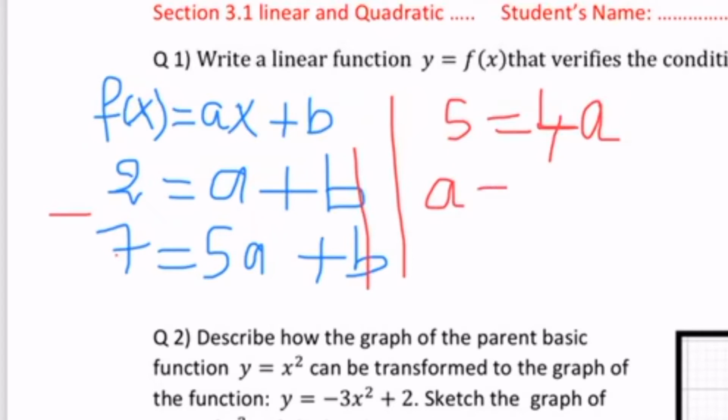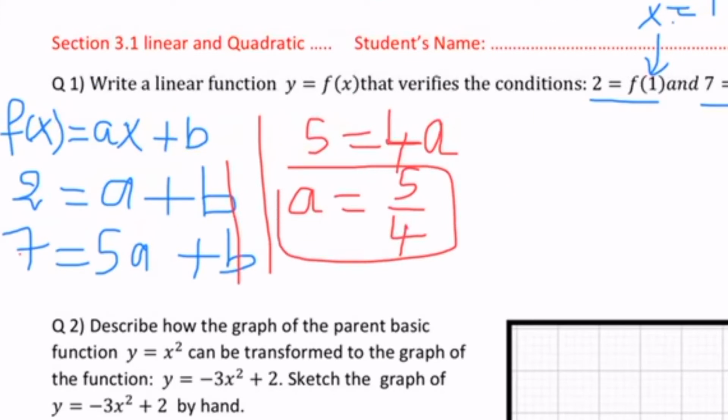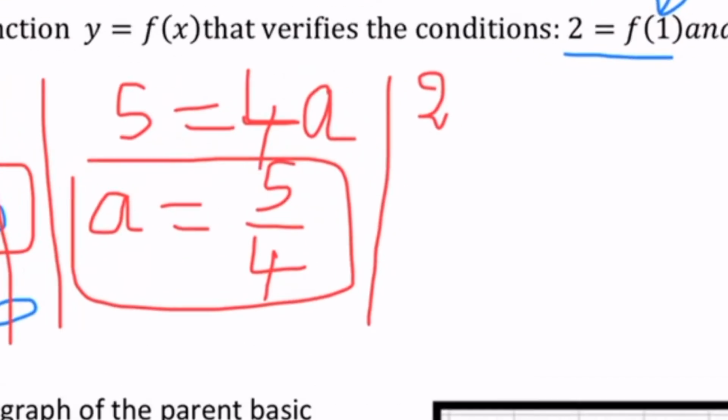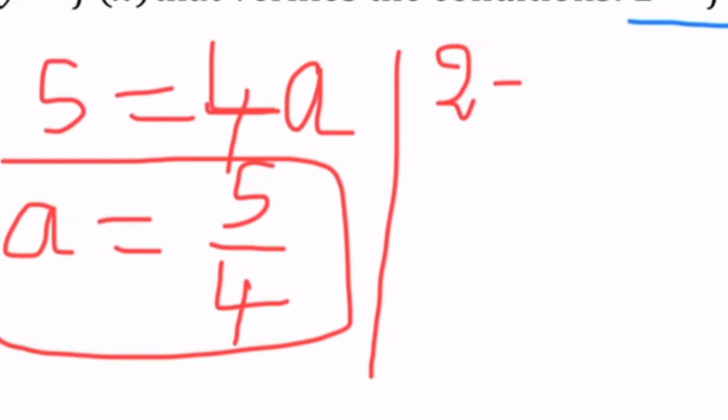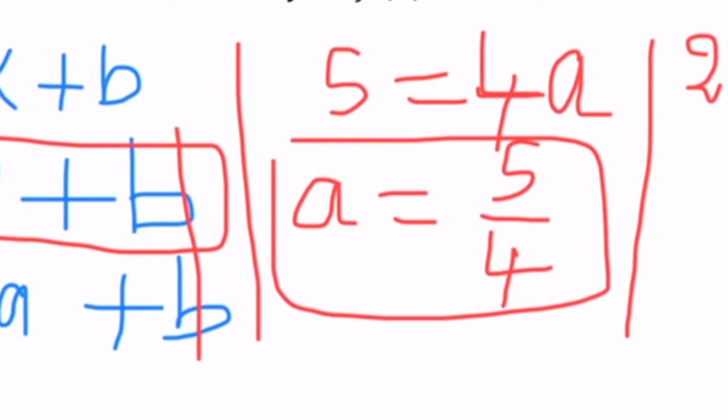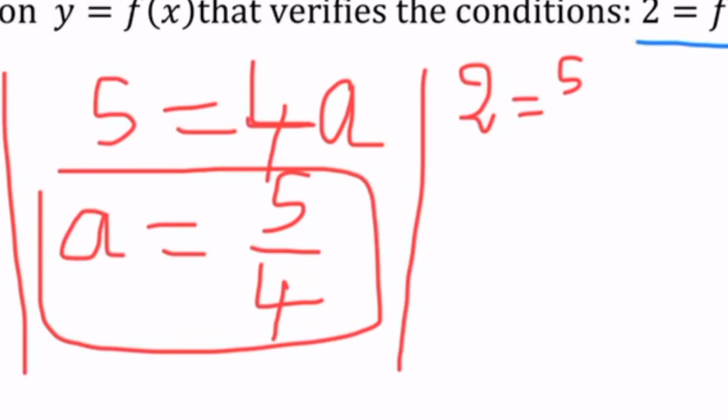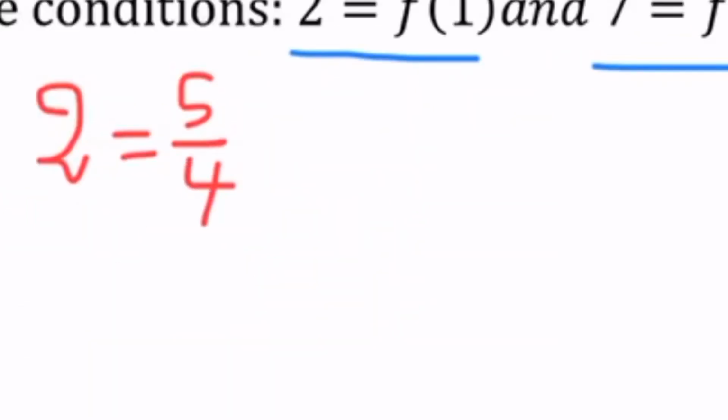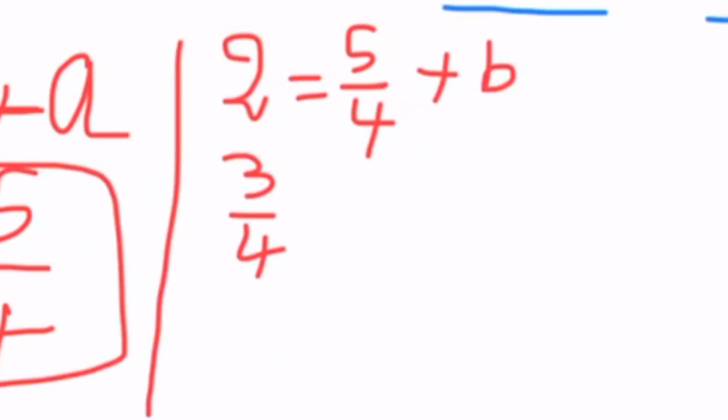Divide each side by 4 to get the value of a equals 5 over 4. Now we calculate the value of b. We substitute the value of a in the equation 2 equals a plus b, any equation works, even the second one. So 2 equals 5 over 4 plus b. Subtract 5 over 4 from each side, and you get 3 over 4 equals b, and that's the value of b.